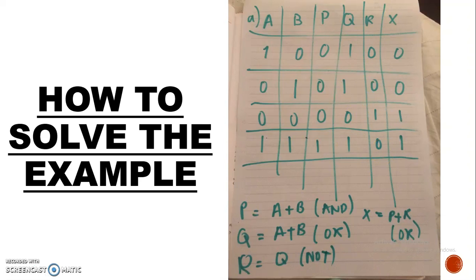Now you have to work out the X value, which is the last value after being through all of the circuit. To get this, you have to do the P and Q values that you worked out into the OR gate. So you have the first value, 0 and 0, so you get 0. 0 and 0 again, you get 0. 0 and 1, you get 1. 1 and 0, you get 1. So your final values are 0, 0, 1, and 1.